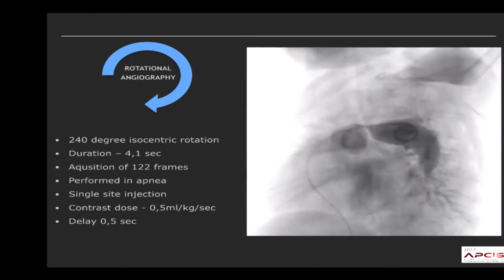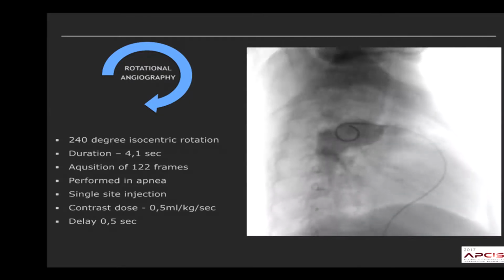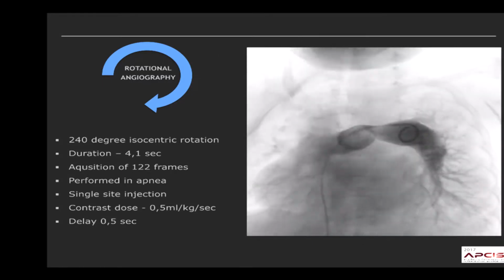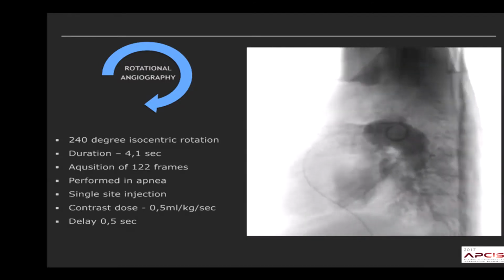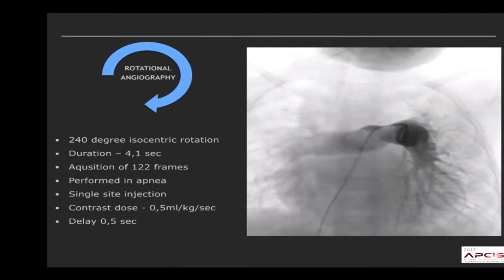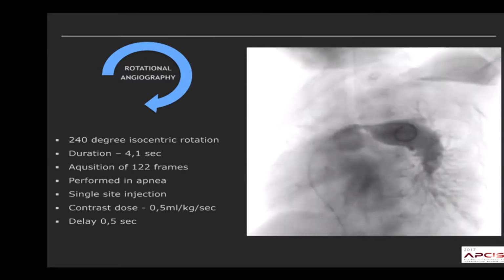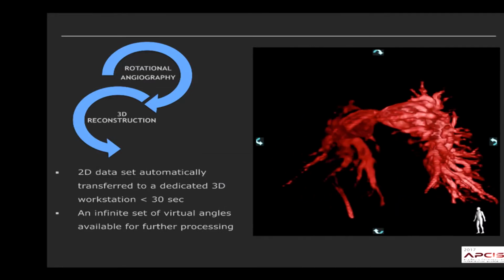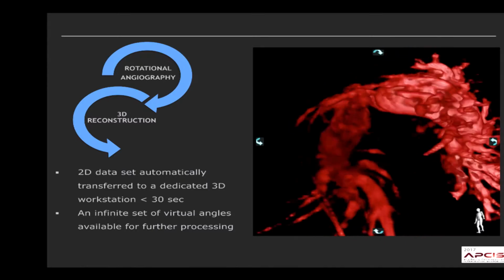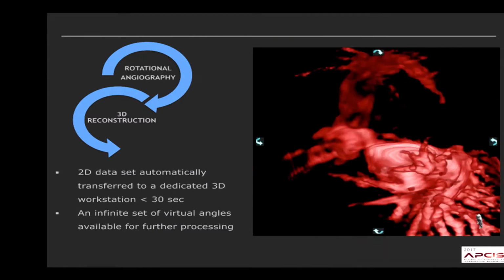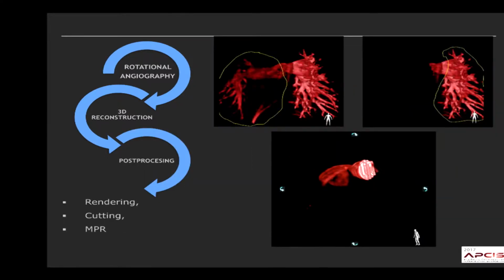This is a patient with severely stenotic proximal left pulmonary artery. We perform here rotational angiography without rapid pacing, but with apnea, single site injection, 0.5 milliliter per kilogram per second, and so the run is 4 seconds, so 2 milliliters per run. And from rotational angiography, in less than 30 seconds, we have the 3D volume available, and we have to do some post-processing on that 3D volume in order to have the lesion well exposed.